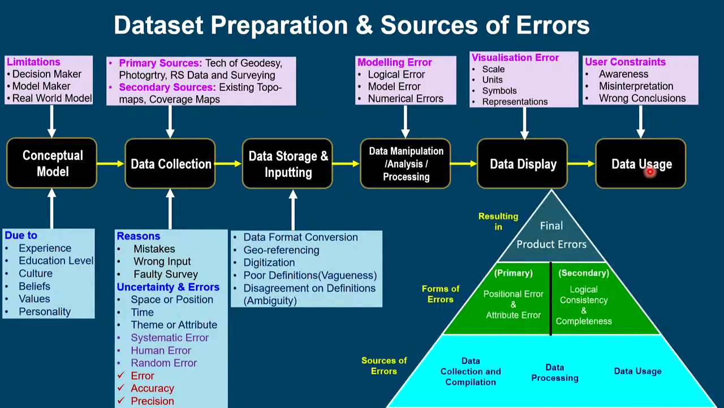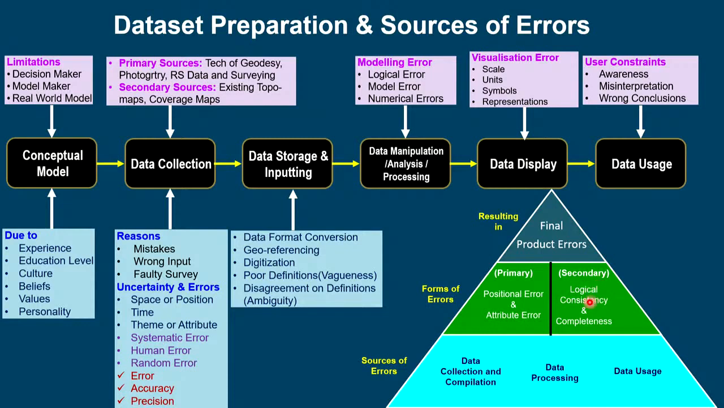This is another slide, or you can say this is the summary of all these stages. For example, sources of errors may be at the stage of data collection and compilation, data processing and data usage. Then forms of errors may be primary data or secondary data, then maybe a positional error or attribute error, logical consistency, completeness. These are other terms which are used.